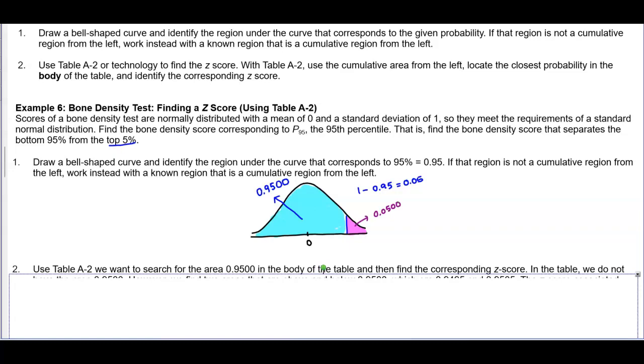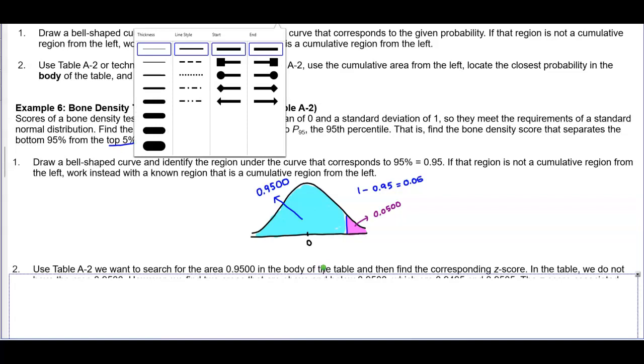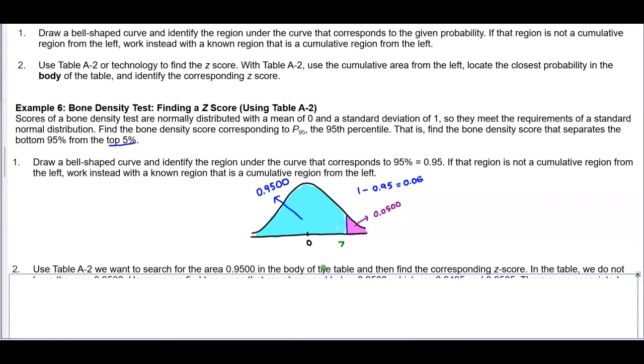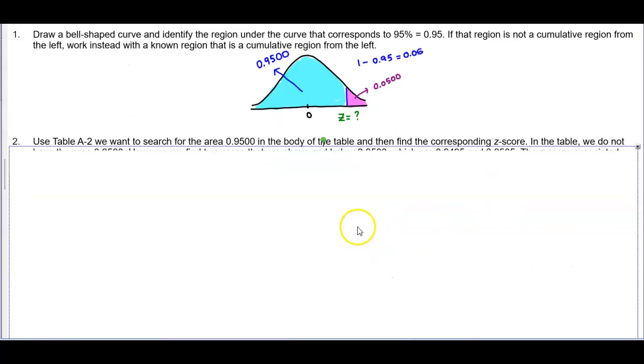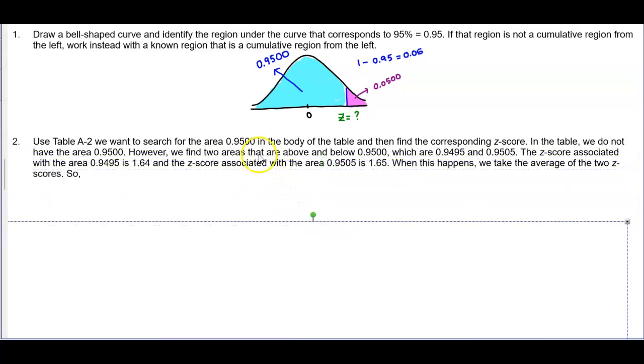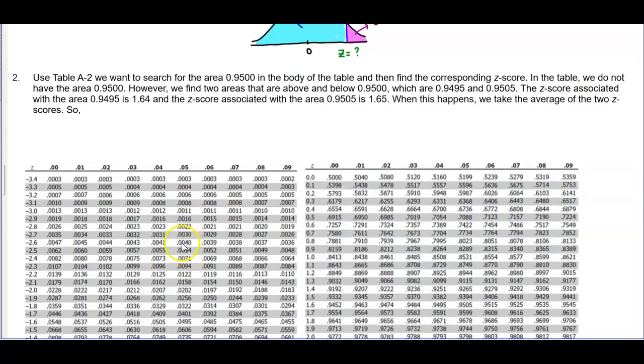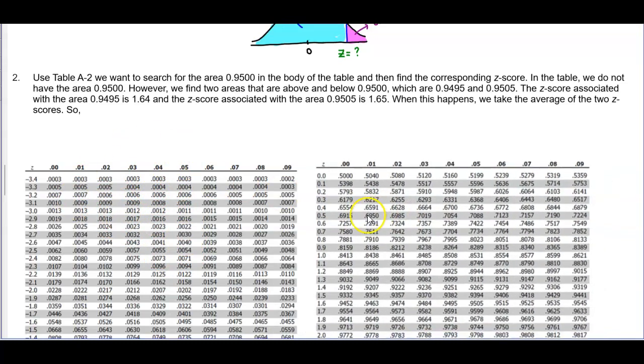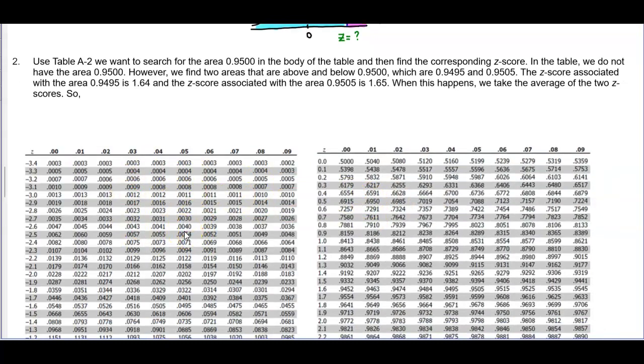Now we want to find the z-score that is associated with the area of 0.9500. When using the table, we search for the area of 0.9500 in the body of the table and then find the corresponding z-score. So let's look at the table here. On the left, we have our negative z-scores, and on the right, we have our positive z-scores. The areas in the body of the table for the negative z-scores do not show anything close to 0.9500.